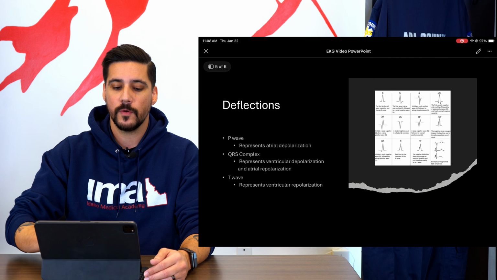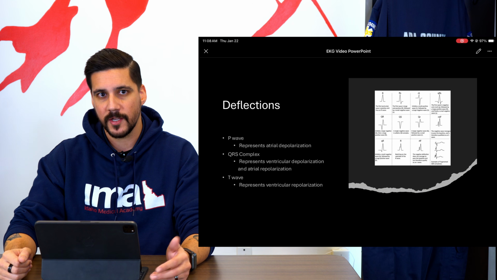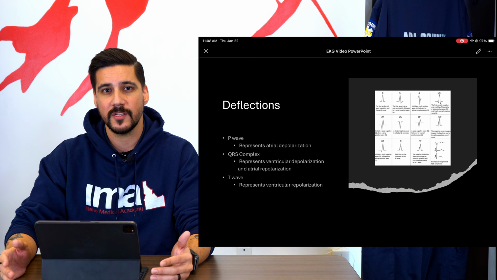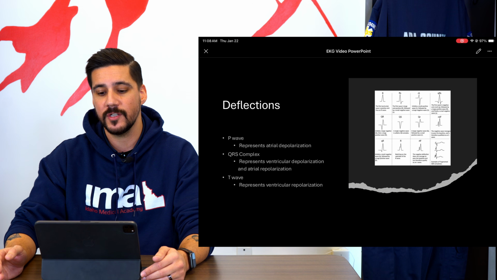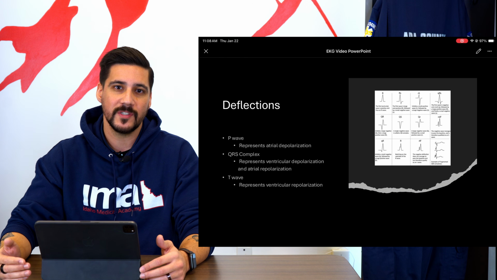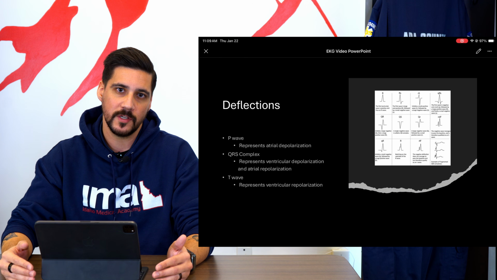Now, as we move down, you'll see what's called a QRS complex. Now, the QRS complex is what most people kind of think about when they look at these 4-lead identifying EKGs, and that's the big spiky thing, okay? But that part represents ventricular depolarization.